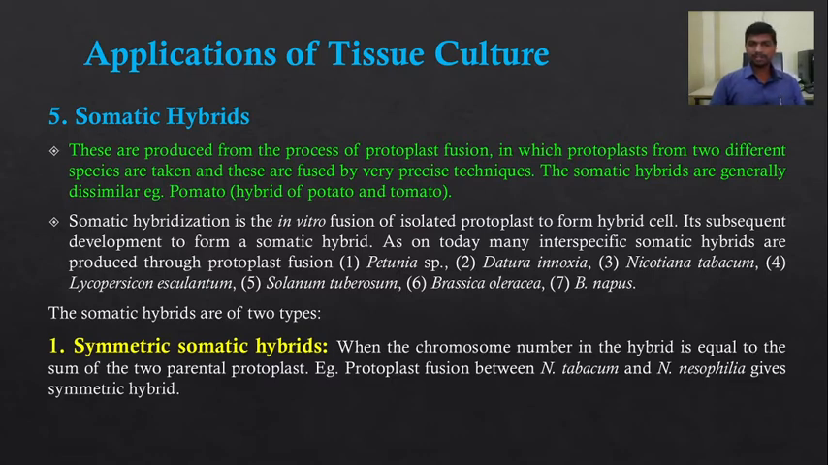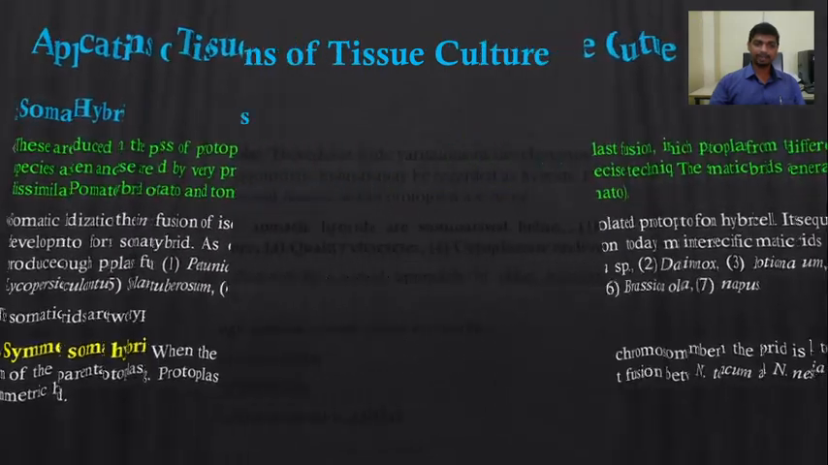For understanding, suppose Nicotiana tabacum has 20 chromosomes, while Nicotiana nesophila has 24 chromosomes. After the fusion of the protoplasts of these two plant species, the resultant somatic hybrid has the chromosome number 24 plus 20, that is 44. So it is a symmetric somatic hybrid.